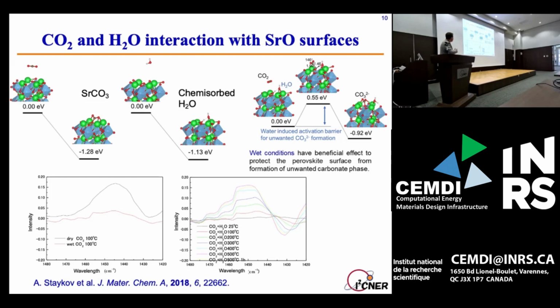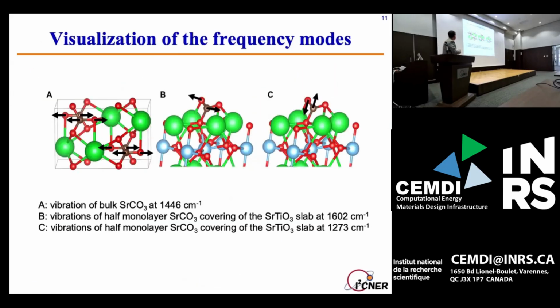In dry CO2, we saw immediately the carbon peak appearing on the surfaces of strontium titanate. In wet CO2, there were no carbonate peaks, and we could reproduce the activation barrier by temperature dependency, seeing what would be the temperature which will lead to carbonate formation.